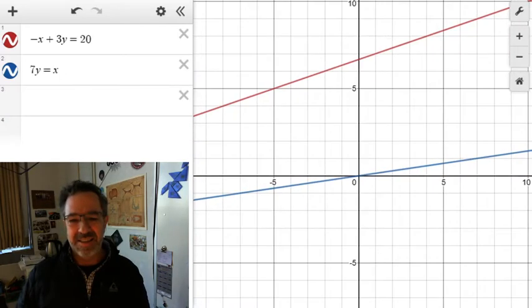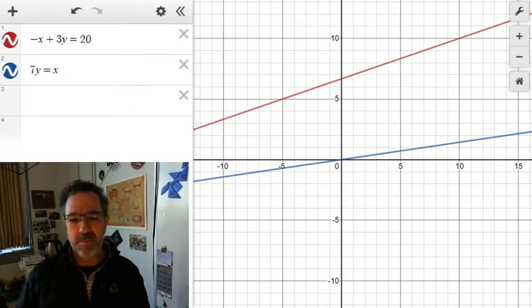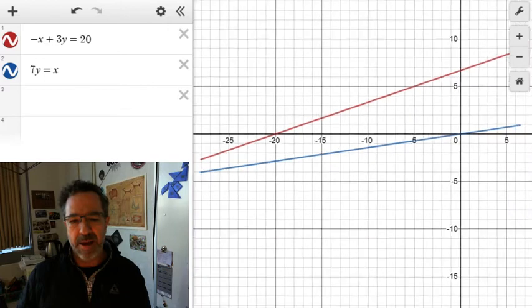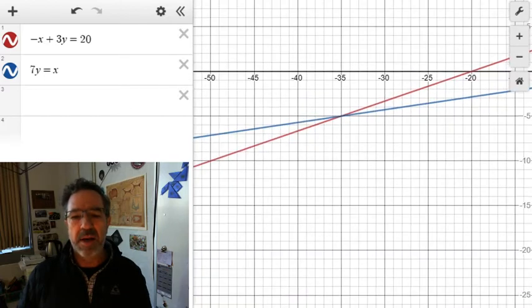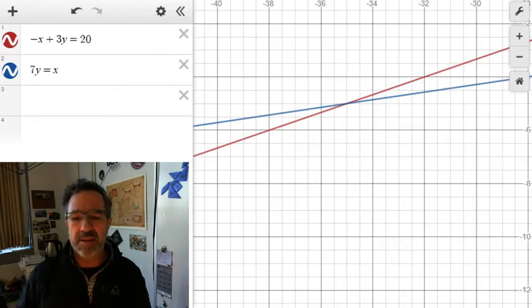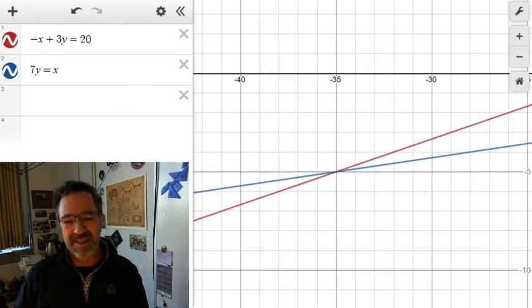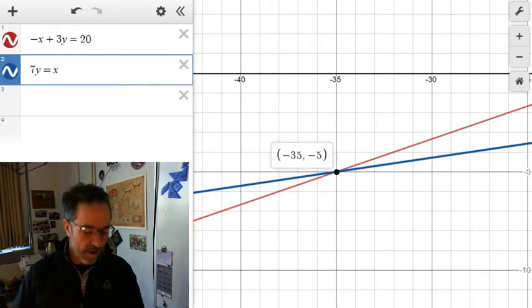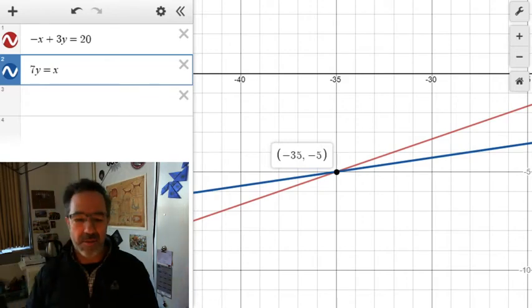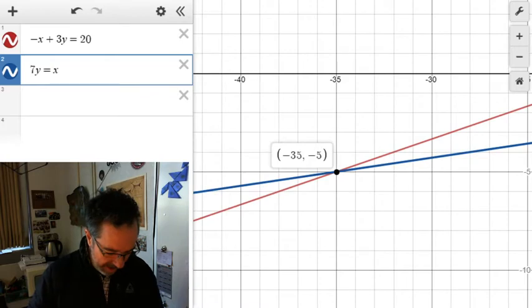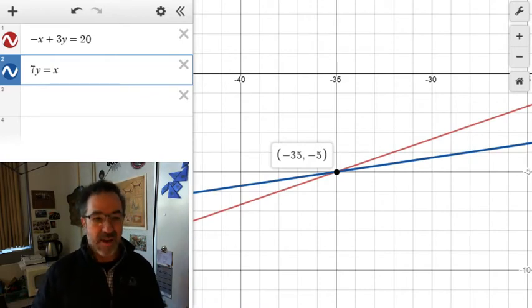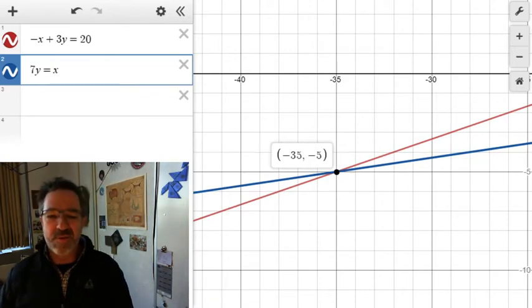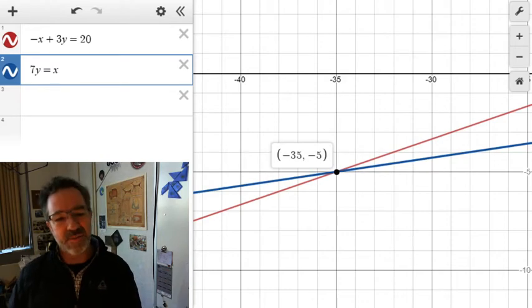All right, so I have my graphs, right? And right here I don't see them meeting anywhere. But I can tell the way the lines are converging, they're going to meet back here somewhere. So if I zoom out, I can come in here and look at this. And I like what Desmos does. It lets me click right where they meet. There we go. They meet when x is negative 35 and y is negative 5.